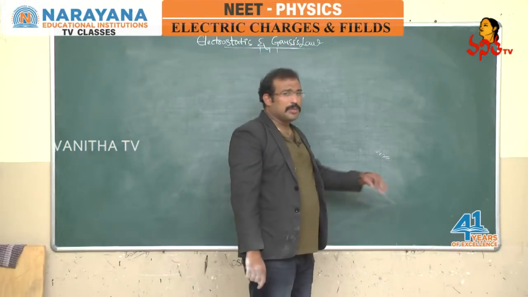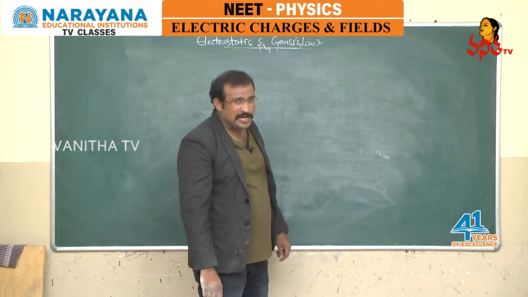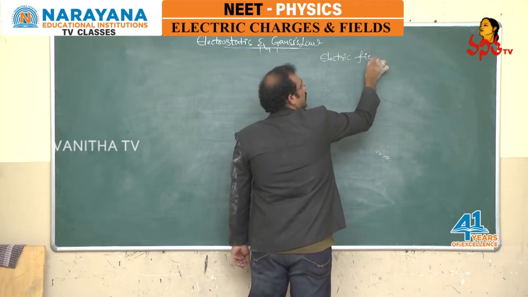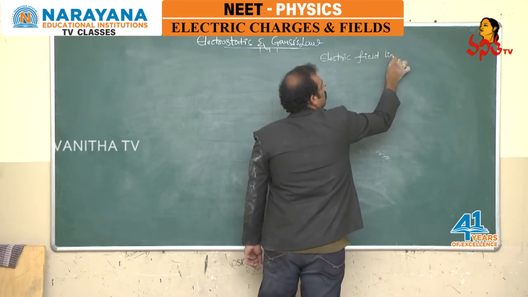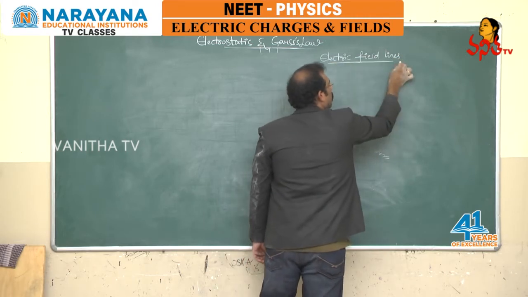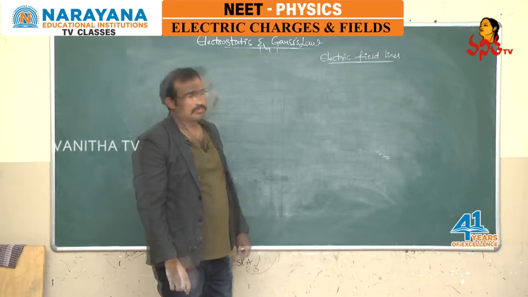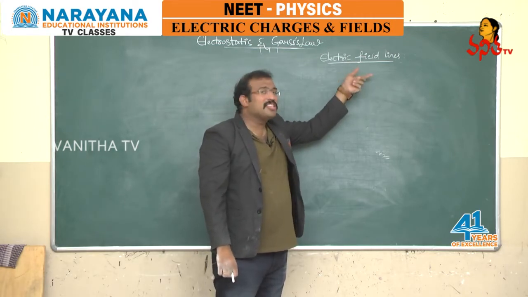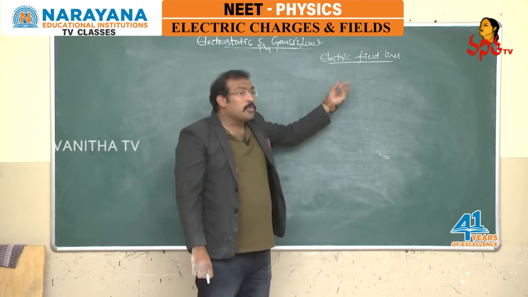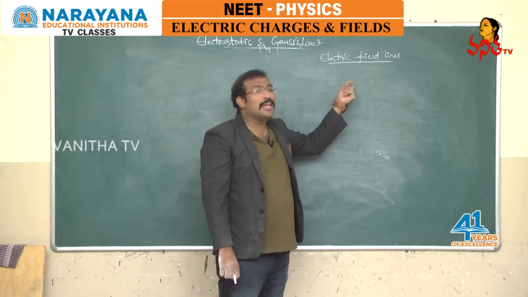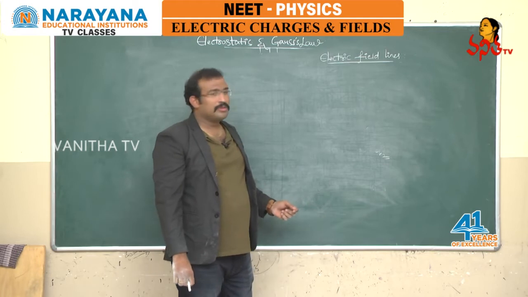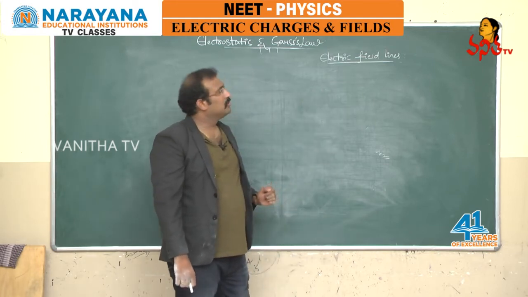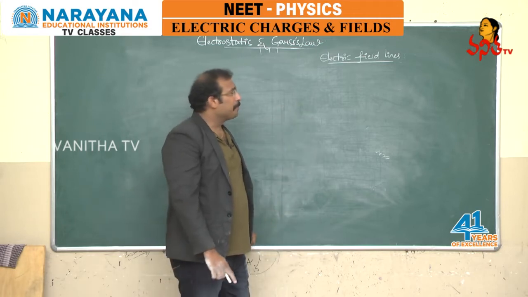Now the next subtopic is electric field lines. What are these electric field lines? The electric field lines are the imaginary lines upon which the tangent drawn at any point will give the direction of field at that point. Let us go in a detailed way.